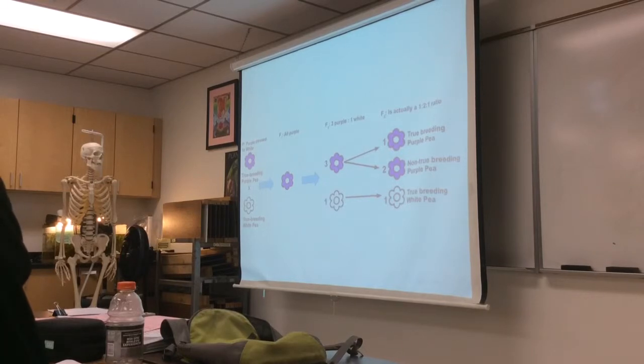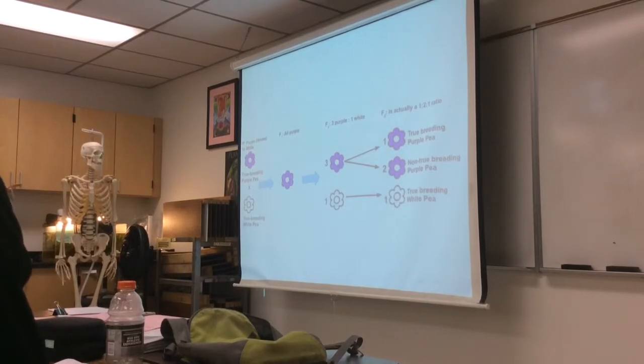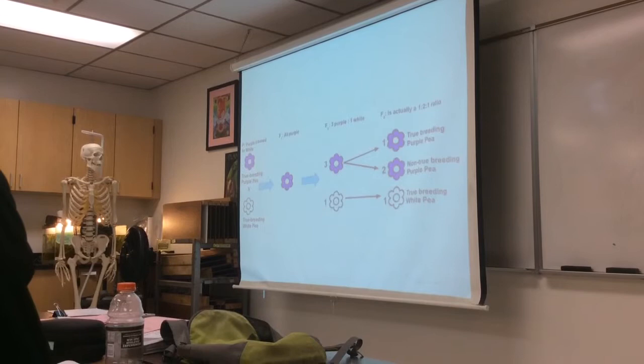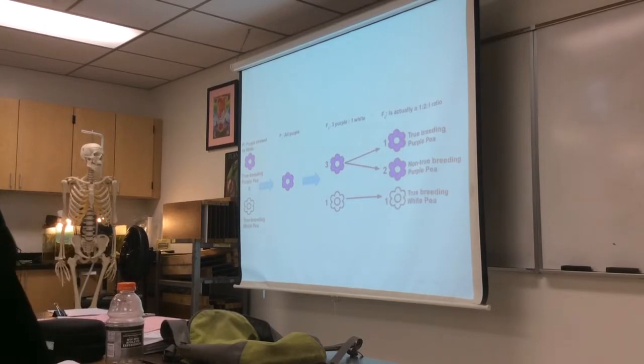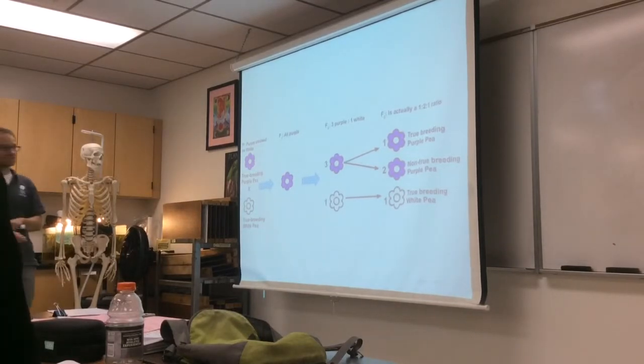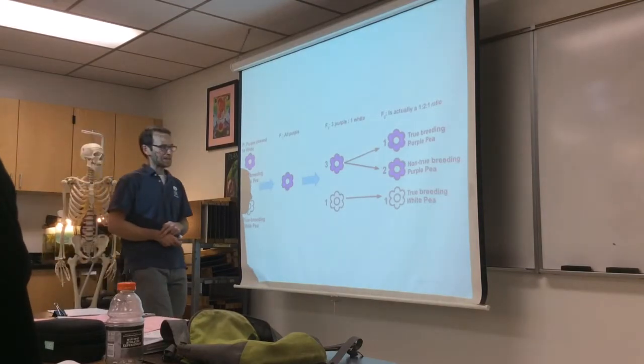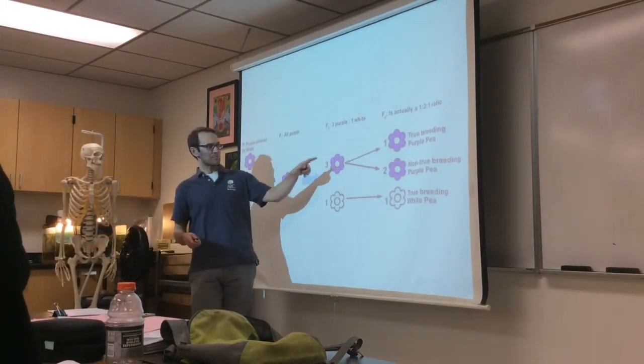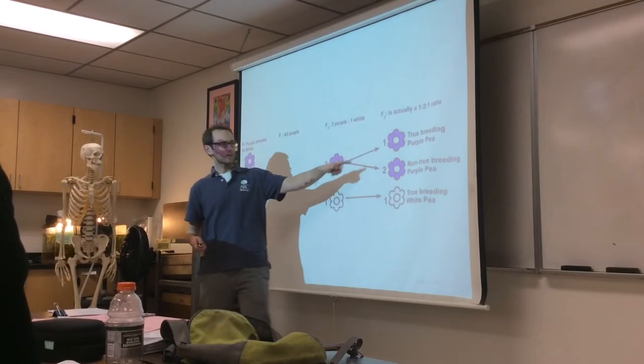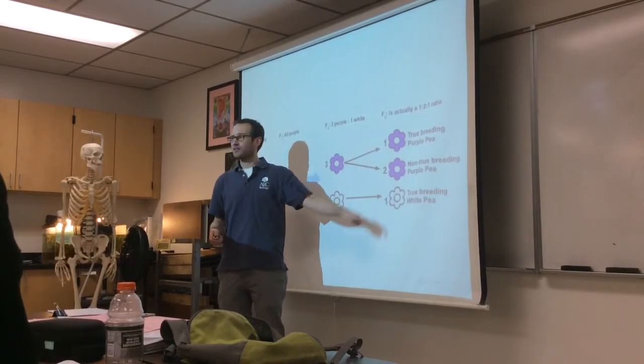So just take a moment and think, because this is one of the data sets that Mendel was able to interpret correctly without knowing anything about meiosis, without knowing about chromosomes or genes or alleles, any of that, to figure out one of the patterns of inheritance that is the result of meiosis. So just take a look at this, and think why it might be that you'd end up with a 1 to 2 to 1 ratio of true breeding to non-true breeding to true breeding white.